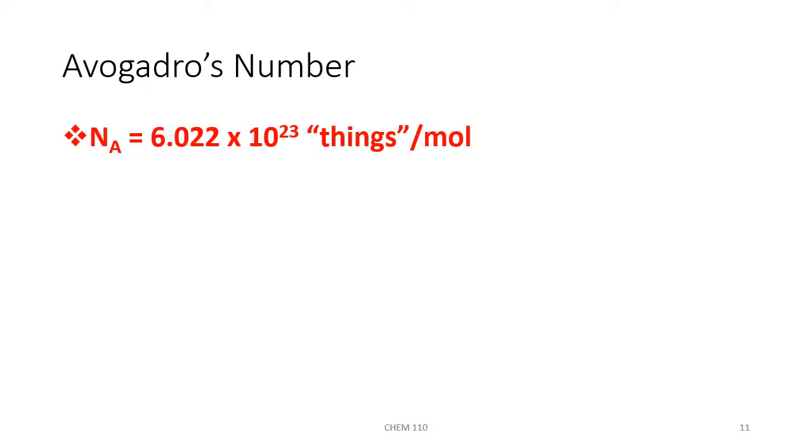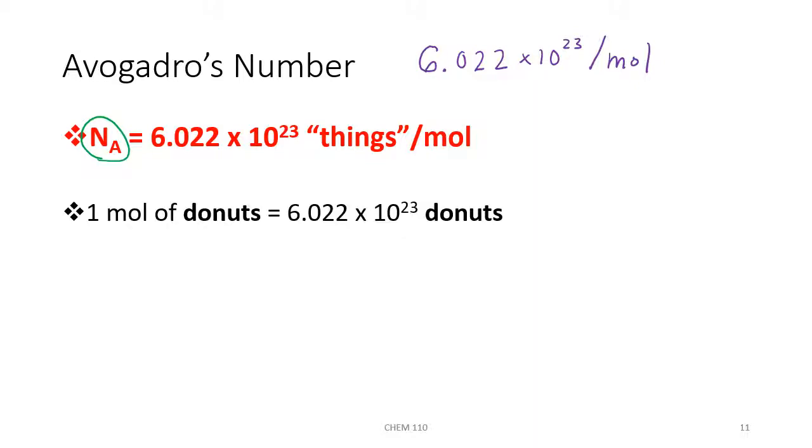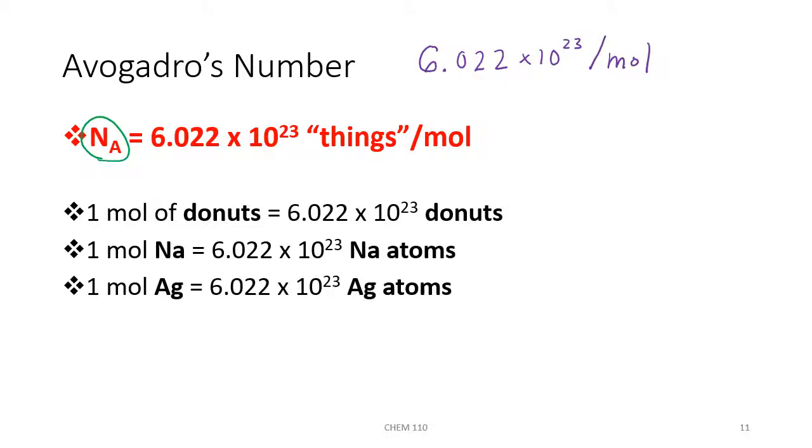Avogadro's number is often abbreviated with the symbol capital N sub A. And I wrote it as 6.022 times 10 to the 23rd things per mole. But often when you see it written in a textbook, it won't have units of things associated with it. It'll be written as 6.022 times 10 to the 23rd per mole. That's because our things could change. So 1 mole of donuts is Avogadro's number of donuts. 1 mole of the element sodium is Avogadro's number of sodium atoms. 1 mole of silver is Avogadro's number of silver atoms.